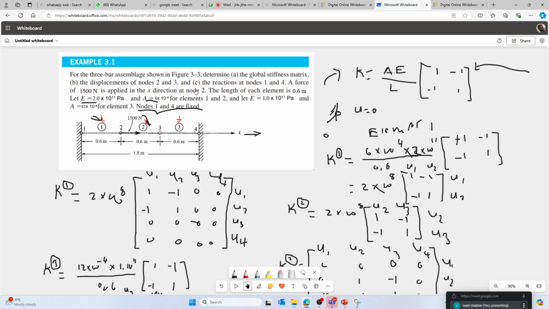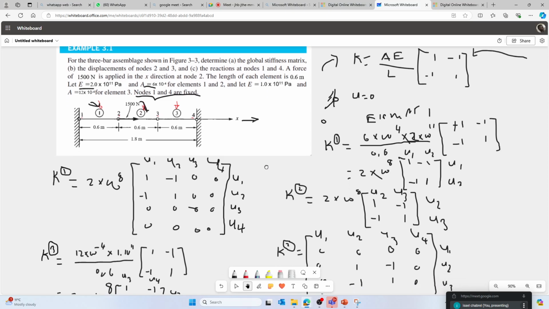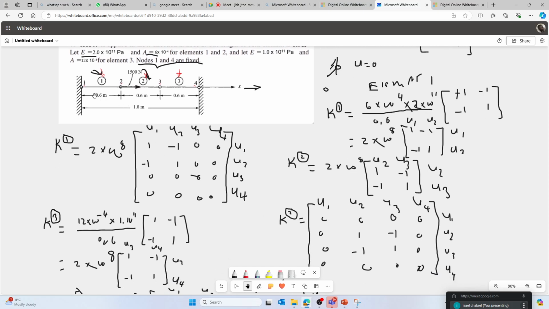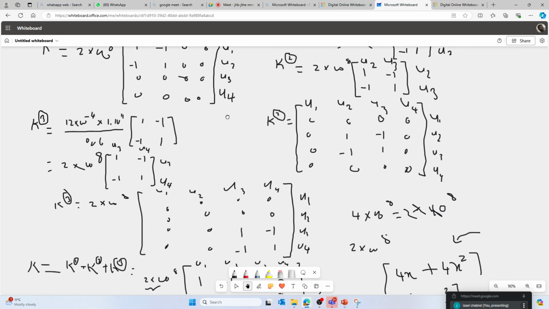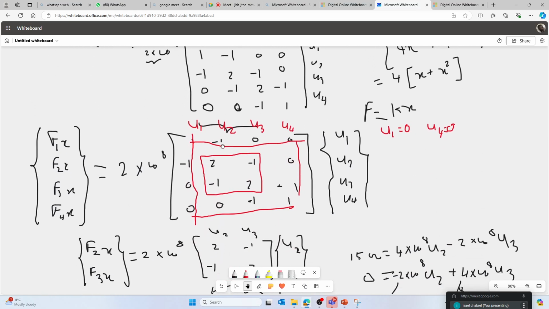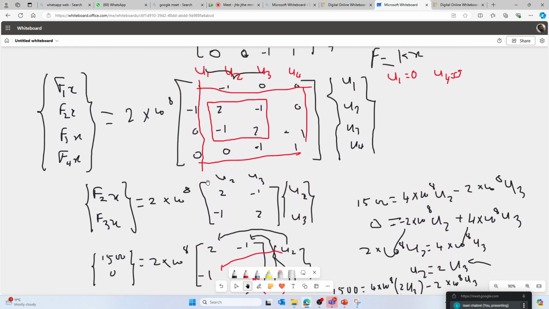What am I reading now? Okay, reaction at node 1 and 4. Ooh, this is important. What are the reaction forces? Yet again, it is still this general formula that we are using. But now, how do we get the reaction force? Reaction force, it is simply solving each force with its displacement.